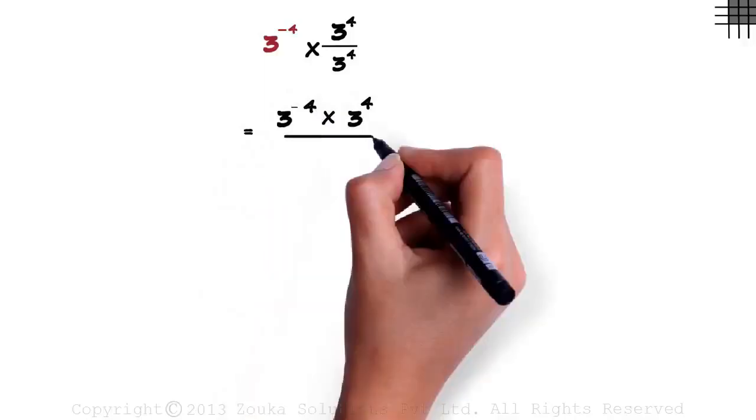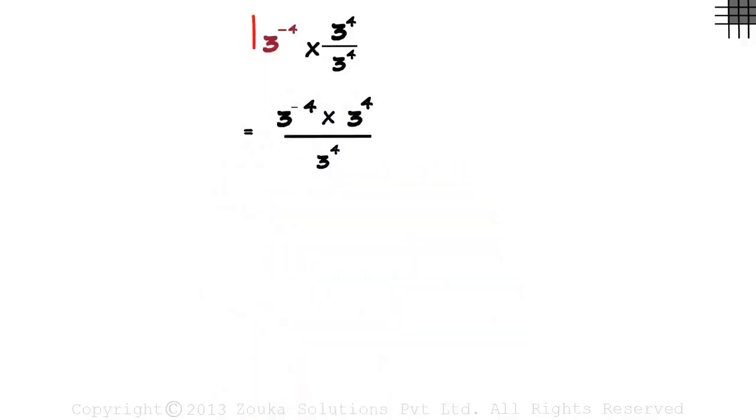We multiply and divide the number by 3 raised to 4. Multiplied by 3 raised to 4 and divided by 3 raised to 4. In short, we are multiplying the number by 1, which will keep the original number unchanged. That equals 3 raised to minus 4 multiplied by 3 raised to 4, divided by 3 raised to 4. We multiplied this with this and divided by this.